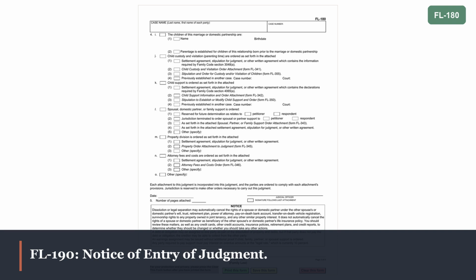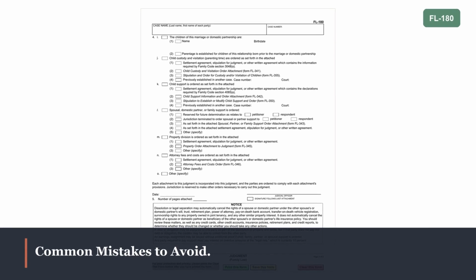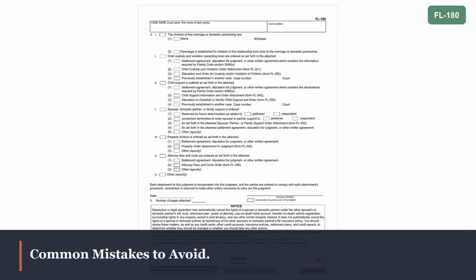Common mistakes to avoid: listing an effective date earlier than the 6-month and 1-day waiting period allows, submitting FL-180 without the required attachments, such as the marital settlement agreement, FL-341 or FL-342, terms in the judgment that do not match the signed settlement agreement word for word, inconsistent names, case numbers, or dates compared with the petition and response, forgetting to submit Form FL-190 along with FL-180, requesting an outcome, dissolution, legal separation, or nullity, that does not match what was actually requested earlier in the case.